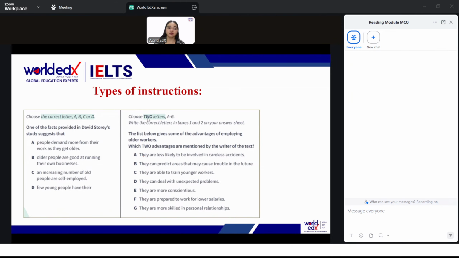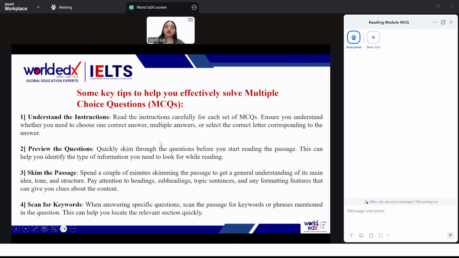Okay. Now, when we talk about some key tips to help you effectively solve multiple choice questions, the first is you need to understand the instruction. You need to read the instructions very carefully for each of the MCQs, because the instructions also differ. Sometimes they would want you to mark only 2 options as correct. Sometimes they would want you to mark 4 as correct. So the information differs, and that is the reason why you have to read the instruction, so that you understand whether you need to choose one correct answer, multiple answers, or select the correct letter corresponding to the answer.